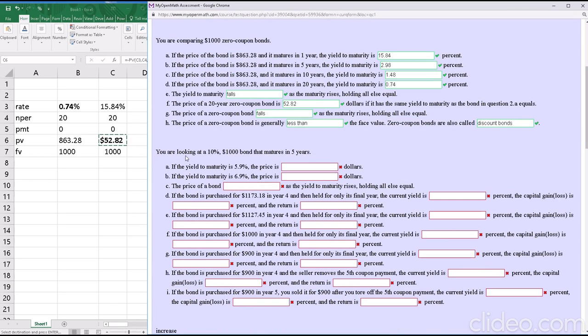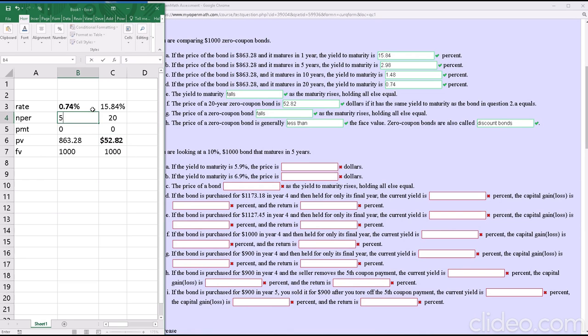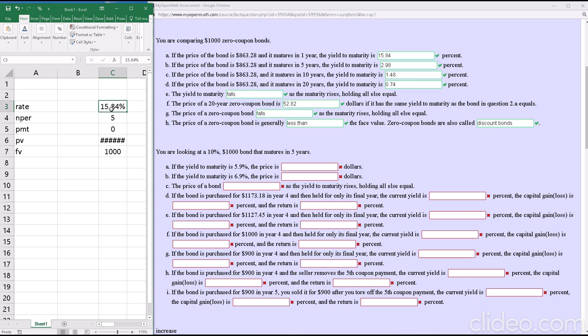Now in scenario three, we have a 10% $1,000 bond that matures in 5 years. So I'm going to change this to five. And I'm going to change this to five. Thin this up a little bit more. So I got a $1,000 bond. And the payment is 10% of $1,000, so $100. And we want to know the price when the yield to maturity is 5.9%.